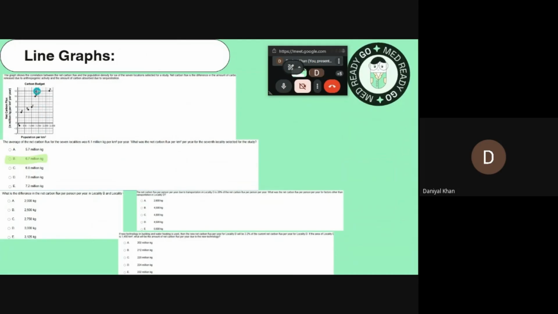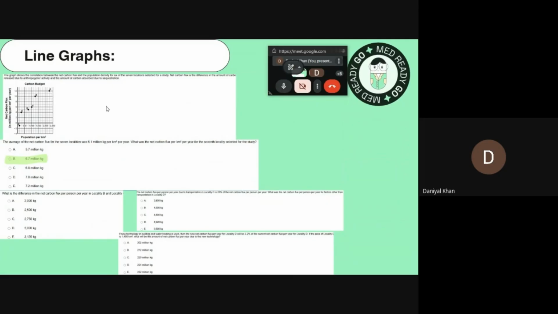So to do this, because you still don't know how to do this, look at both sides. Your population is here and your net carbon flux is there, per kilogram per year. So look at B right here. You have a value of 1,250 for your population and then 10 million over here. So what you would have to do is your 10 million. You can make it into a smaller number if you want to.